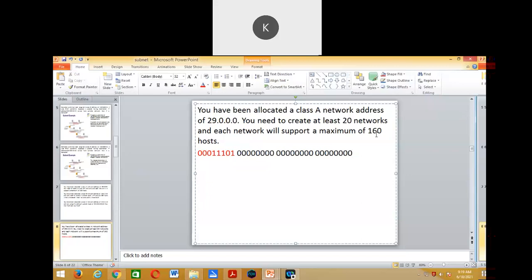256. Okay. So with 7 bits, 128. With 8 bits, 256. So we have 160 hosts. So how many bits, minimum, should I use? Yes, 8. Okay. So that is why we will reserve these 8 bits for host ID.